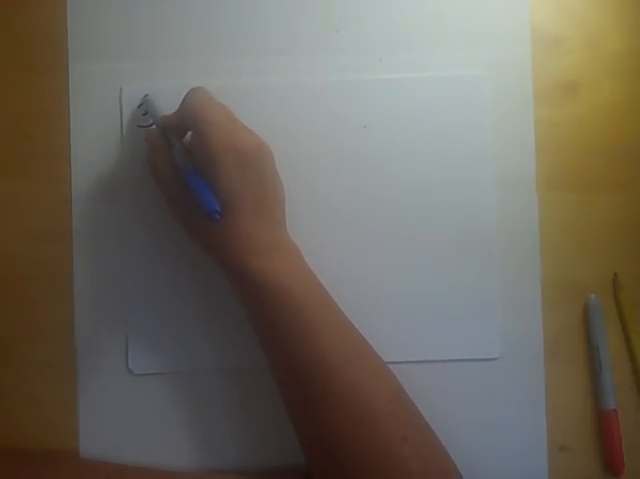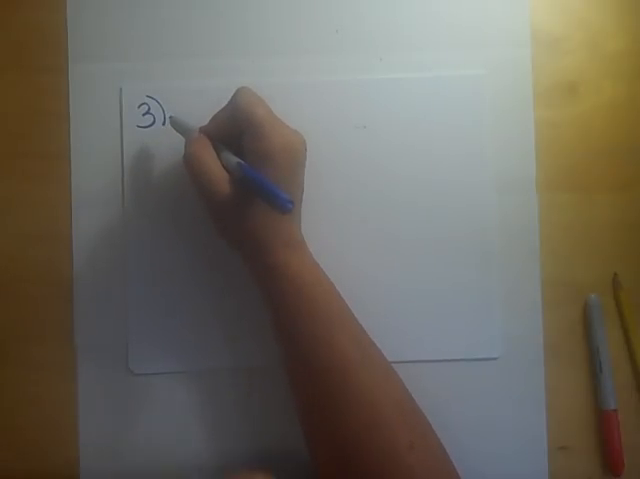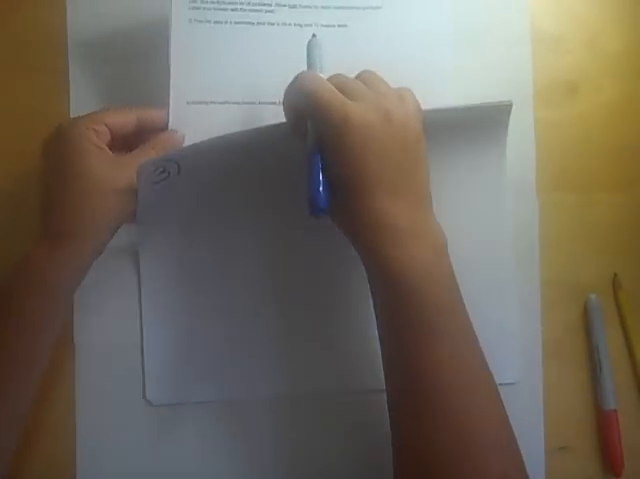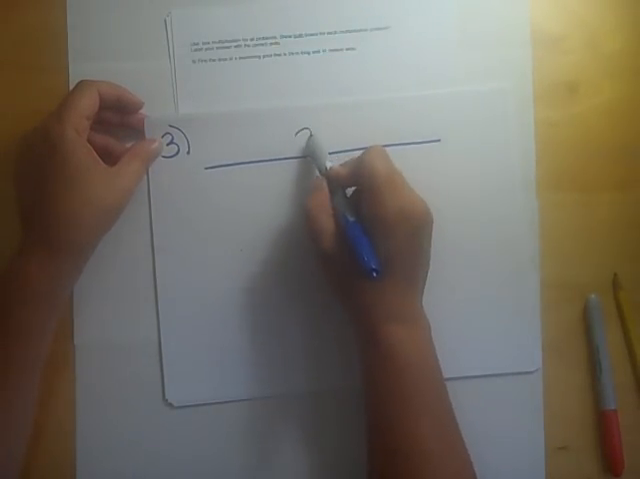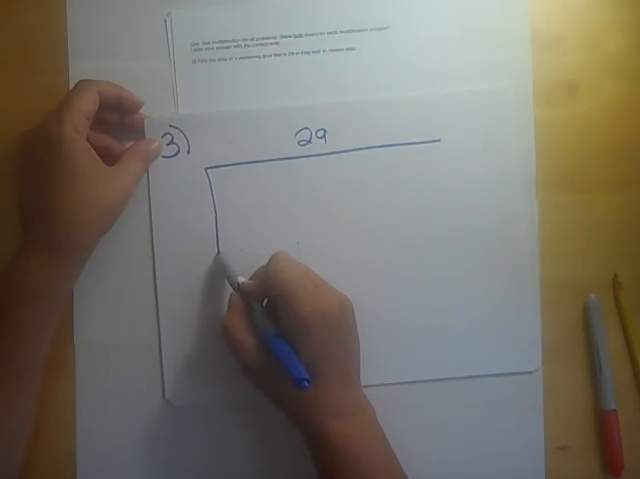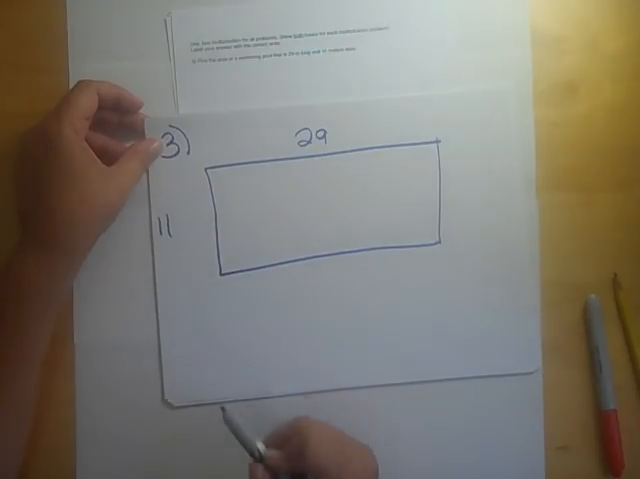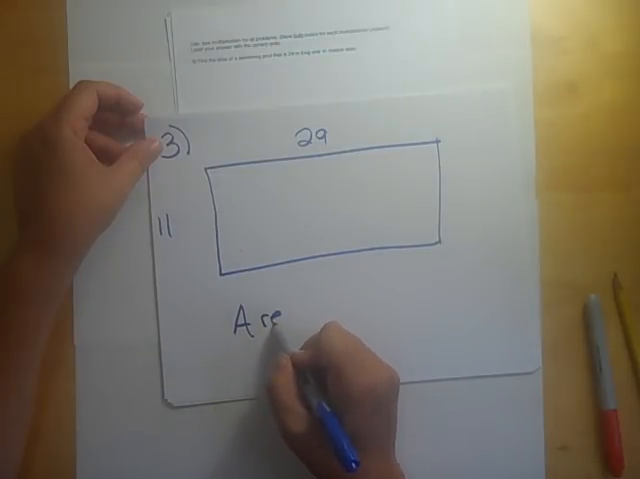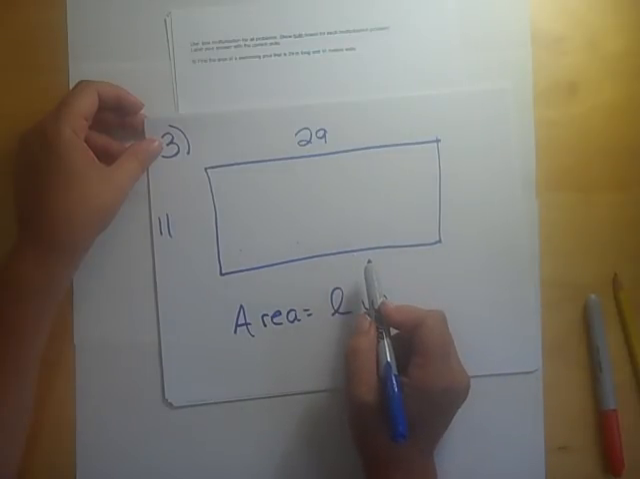Let's continue the multiplication assessment study guide with problem number 3. It says find the area of a swimming pool that is 29 meters long and 11 meters wide. So if you had a swimming pool that was 29 meters long, 11 meters wide, it would look like this and this. And how do you find area? Well, area equals length times width.